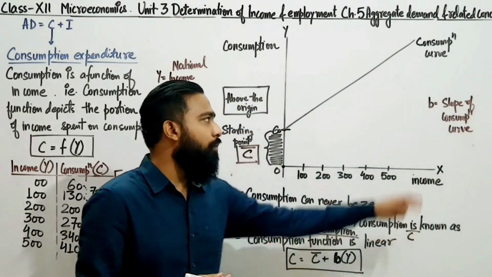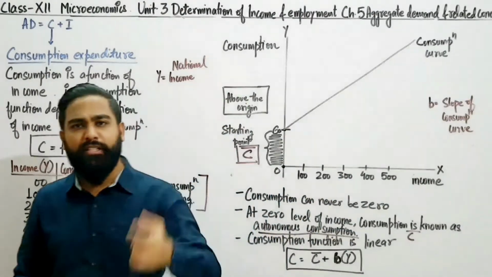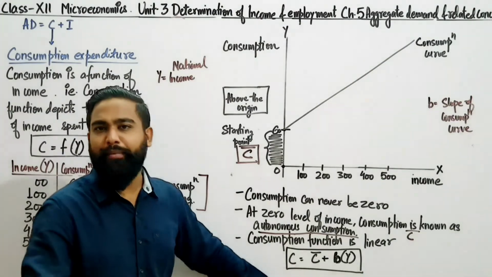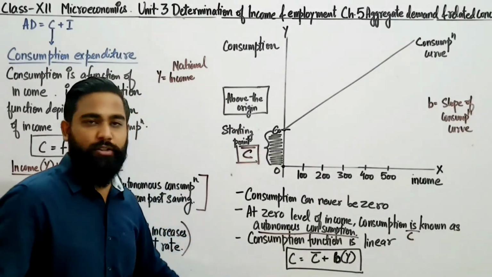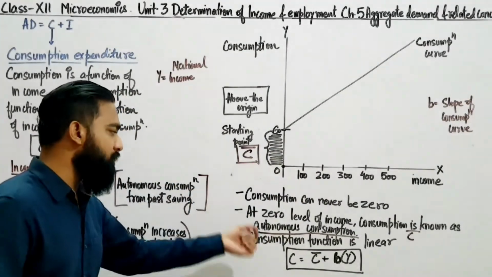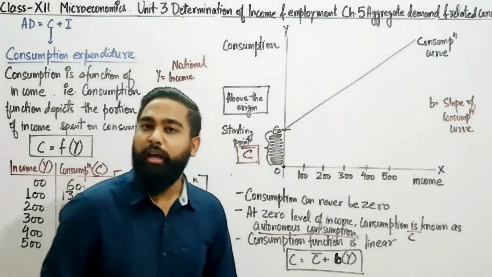Fine. Now regarding this b, the slope of the consumption curve, we will study it in the further videos. For now you just need to learn this mathematical formula of the consumption function, which is C is equal to C bar plus b into Y. C bar is autonomous consumption, b is the slope of the consumption curve, and Y is your income.